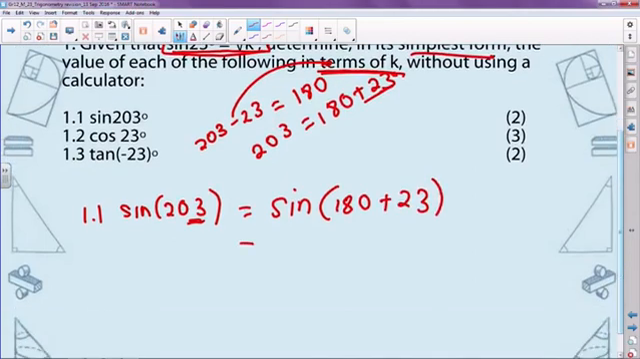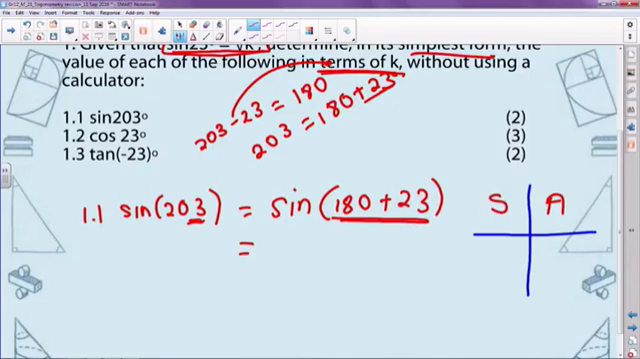Okay, you know from your reduction formulae and the reduction that you've been practicing so far that for sine of 180 plus 23, we first look at where the angle is, and that means we need to consider the CAST diagram. Remember your CAST diagram, it's a guide as to what ratio is positive where. So all the trig ratios are positive in the first quadrant. Sine is positive in the second quadrant, tan is positive in the third quadrant, and cos is positive in the fourth quadrant.